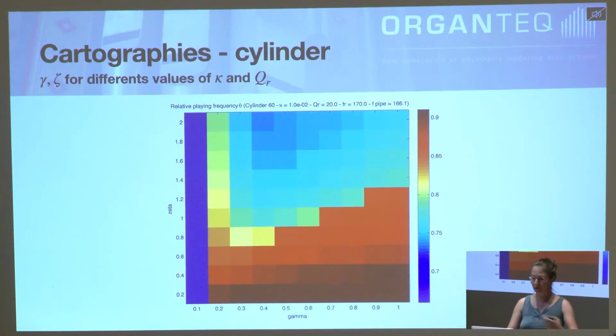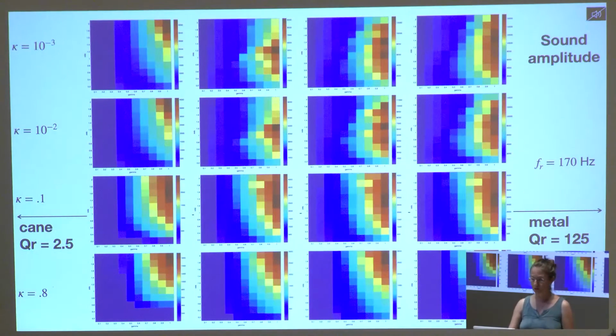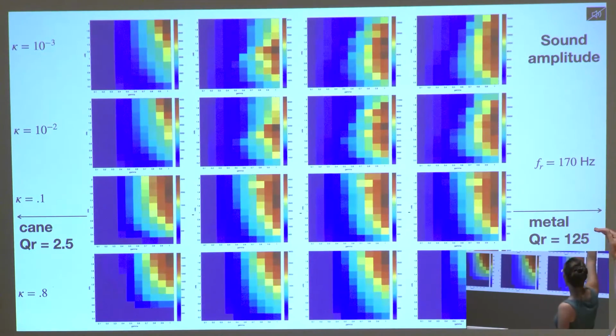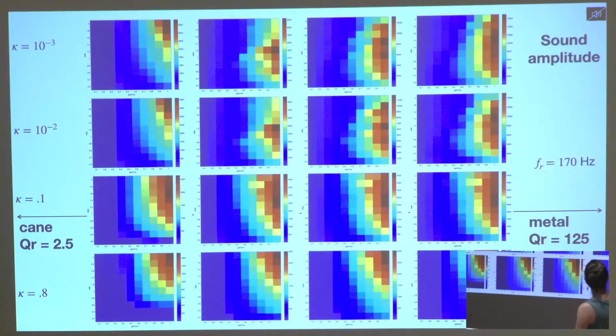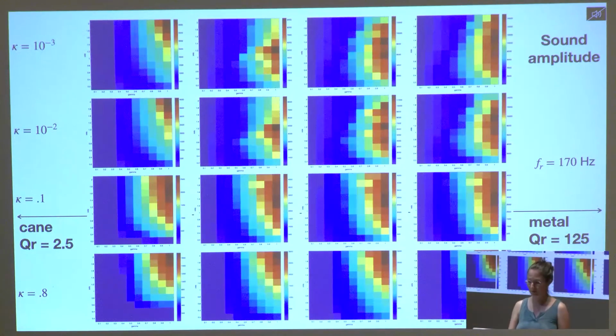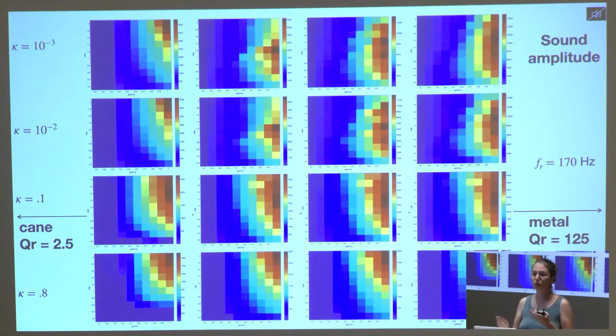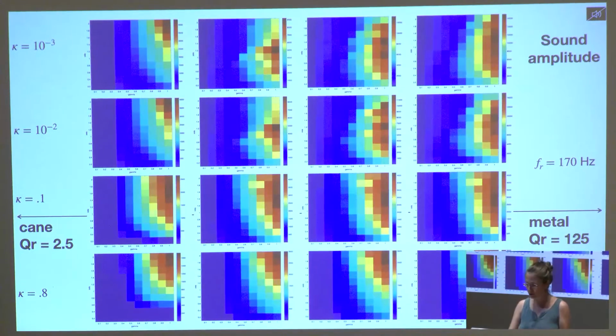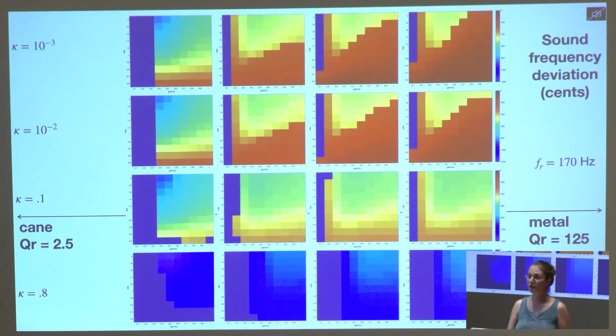And you can do it for many values of kappa and the quality factor of the reed. So the quality factor goes from left to right, and the kappa goes from the top to the bottom, and you can see how your system reacts on different values of the parameter. And what we have seen is that with the meta parameters, and especially kappa, it is more monotonical than with the physical parameters. This is for the sound amplitude. This would be for the sound deviation in sense.